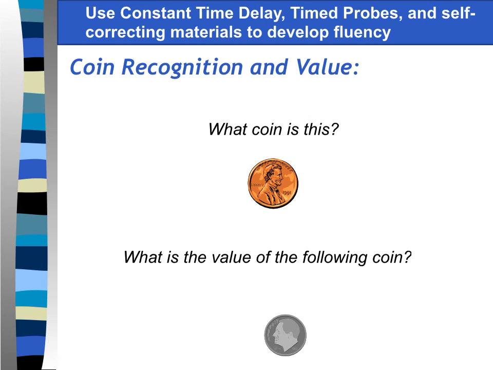You want to build fluency with units, so think back to our lesson on declarative knowledge. Find ways to help your students practice quick identification of units, like through games, self-correcting practice materials, timed probes, and flashcards using constant time delay. Value with regards to money is one of those attributes with which students need a lot of declarative practice. Students need to be able to identify coins, as well as how much they're worth. Eventually, they also need to be able to skip count by those values.